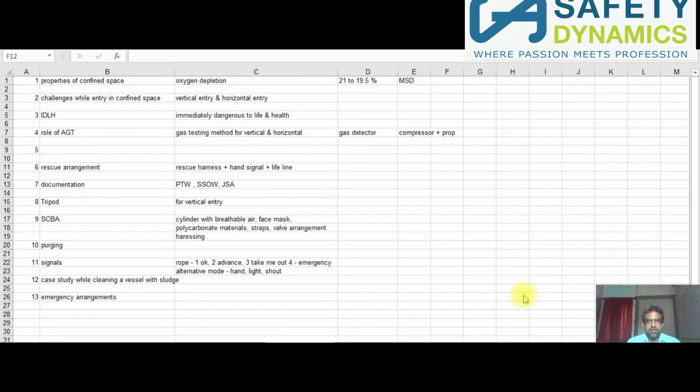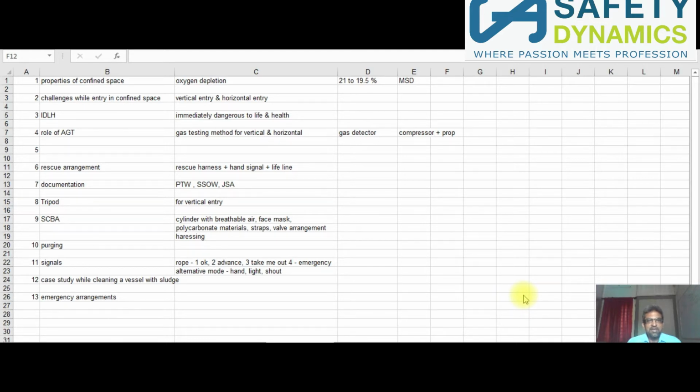It is 21%. Now, when it comes down to 19.5%, probably we can manage. Till 19.5%, it's okay, manageable. But when it goes beyond 17.5, it becomes a CSIDLH, confined space immediately dangerous to life and health. So it becomes definitely life threatening. And as it goes down, like 15%, 12%, and all, that's all finished. So we'll be going towards our demise.